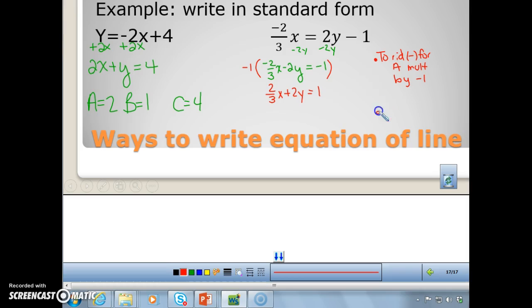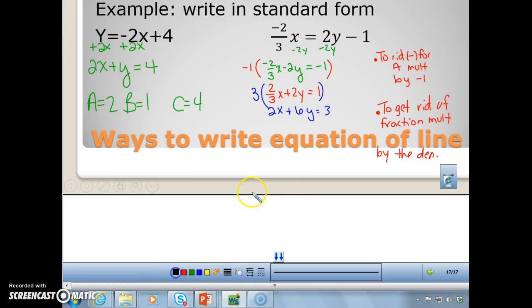All right, now to take care of this fraction, you're going to multiply by the denominator. So I'm going to multiply this whole thing by a 3. So 3 times 2/3 is 2. 3 times 2 is 6. 3 times 1 is 3. Now we're good. And I did not actually change the value of our equation, just the way that it looks.